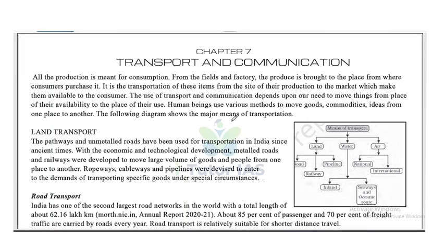Today we are going to discuss Class 12 Geography NCERT, India, People and Economy, Chapter 7, Transport and Communication. So, all the production is meant for consumption. From the fields and factory, the produce is brought to the place from where consumers purchase it. It is the transportation of these items from the site of their production to the market which makes them available to the consumer. The use of transport and communication depends upon our need to move things from the place of their availability to the place of their use.